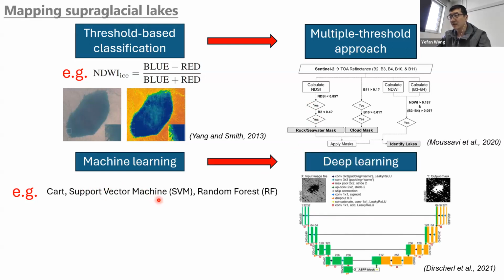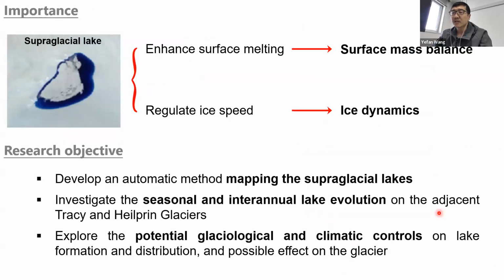And recently, more advanced and complicated deep learning methods are also used to map these superglacial lakes. For example, the UNet CNN method is usually used in this kind of work. So back to my research, we know that these superglacial lakes enhance surface melting and also regulate ice speeds. So they are very important for surface mass balance and ice dynamics.